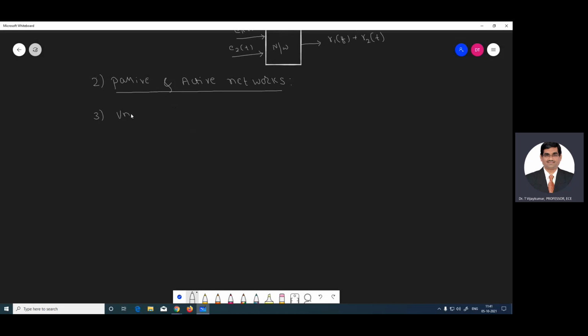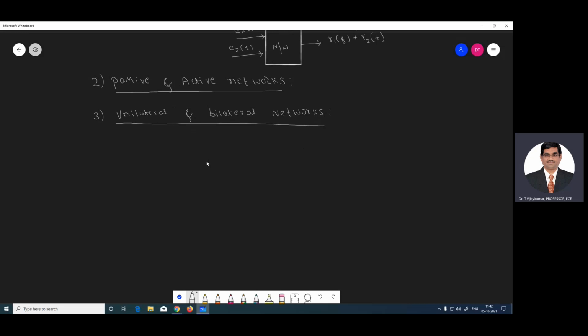Next is unilateral and bilateral networks. What is meant by unilateral and what is meant by bilateral network? A circuit whose operation or behavior is dependent on the direction of the current through various elements is called a unilateral network. For example, a circuit consisting of a diode, which allows current flow in only one direction. In the opposite direction, the diode will not conduct. Therefore, this is called a unilateral network.